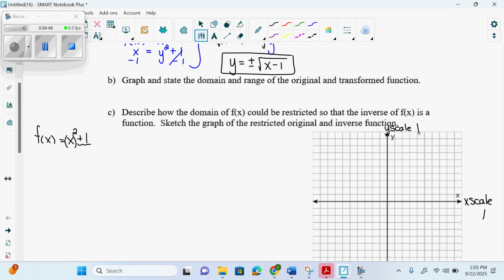All right. So I start at 0, 0, and I need to move 1 up. And 1, 1 is going to be 1, 2. Negative 1, 1 is negative 1, 2. 2, 4 is now going to be 2, 5. Negative 2, 4 is going to be negative 2, 5. And 3, 9 is going to be 3, 10. Negative 3, 9 is going to be negative 3, 10.